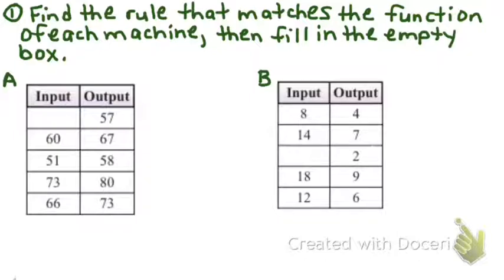Well, if I focus in on box A, it has an input and an output. The first input is blank, so I don't think that's going to help me. The next input is 60, the output is 67. Then I have 51 as the input, the output is 58, and it continues that way. Let's move to the next page and just focus on box A first.